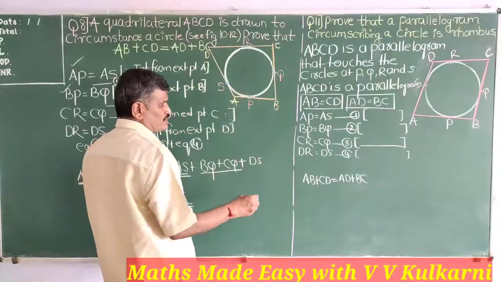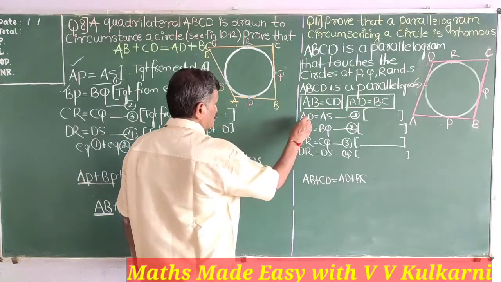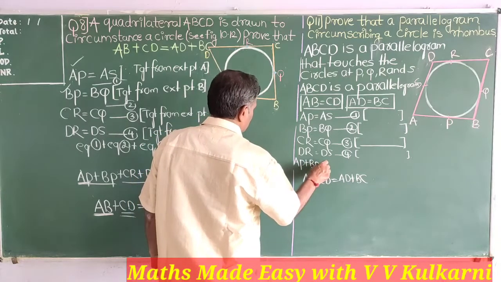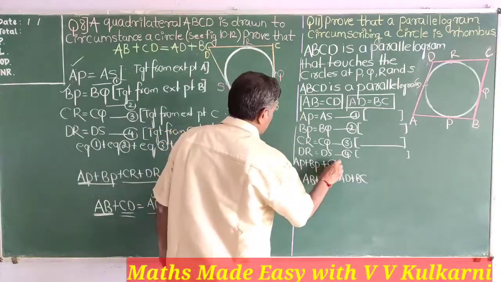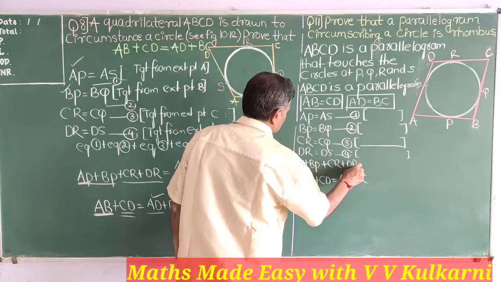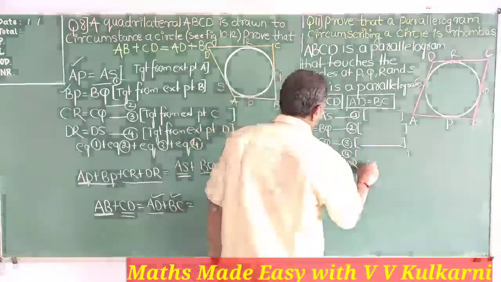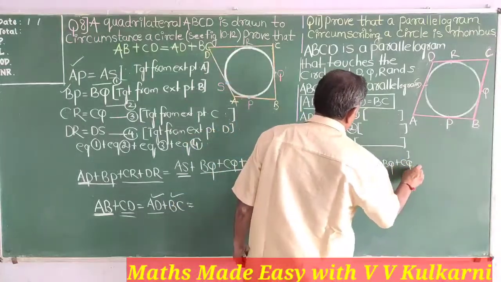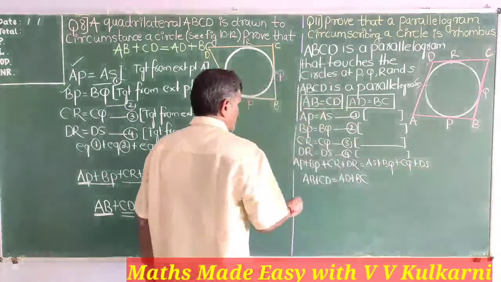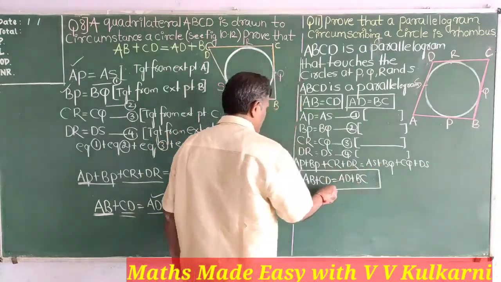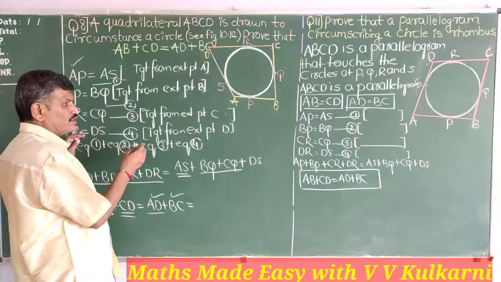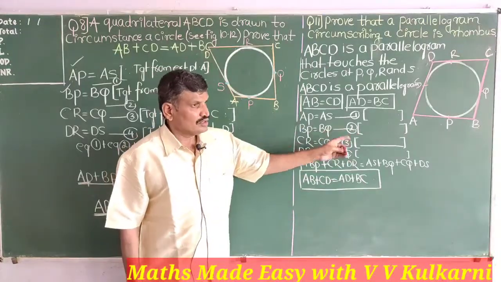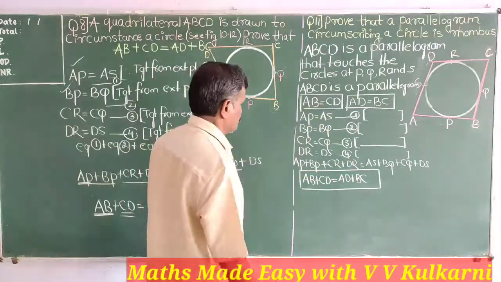Now you add all these equations. Then what we will get is AP plus BP plus CR plus DR is equal to AS plus BQ plus CQ plus DS. So children, this result already we have come across. Now you will ask, what is the difference between this and this? Up to this step, no difference at all. From here on, the difference will come. What is the difference? Let us see.